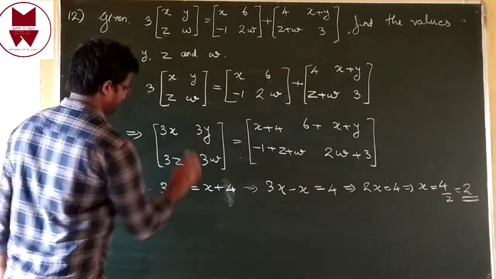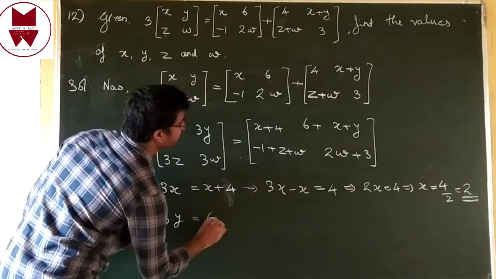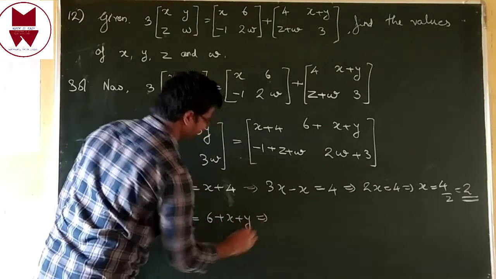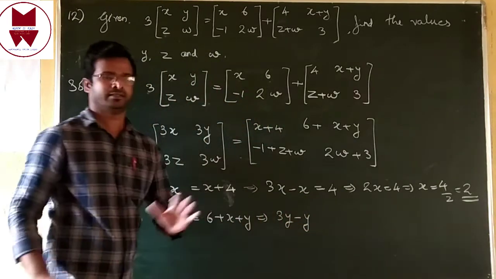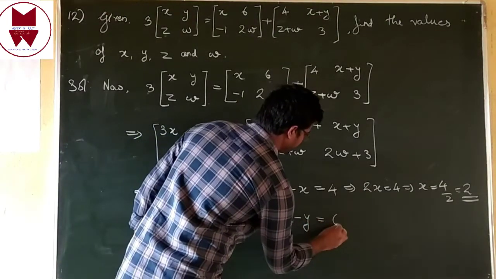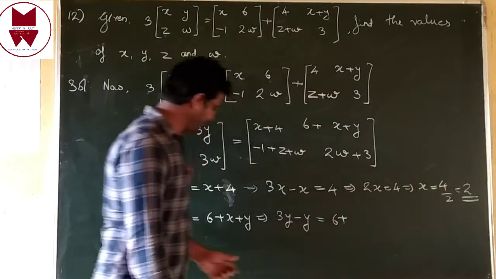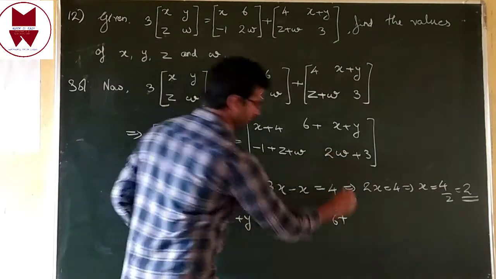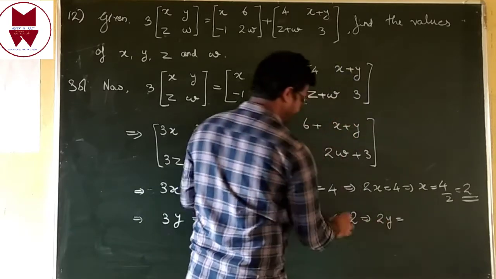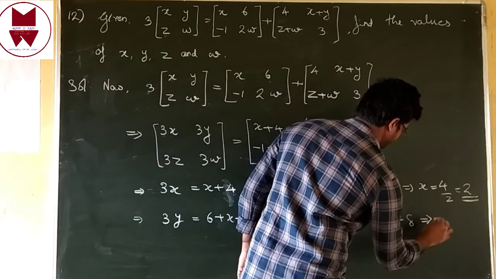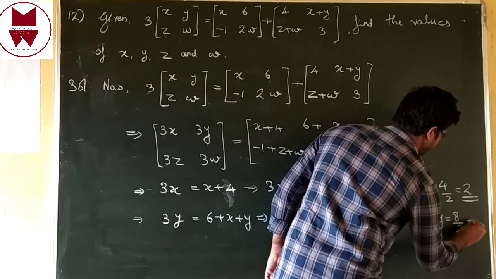Now the second element in here: 3y equals 6 plus x plus 1. Then the y bring to left side, that will be minus y. Then remaining is 6 plus, what is remaining? x is there. The x value we already got, x equal to 2, isn't it? That means in the place of x we can write that value, 2. Then 3y minus y is 2y, 6 plus 2 is 8. Then y equal to 8 divided by 2, which is 4.